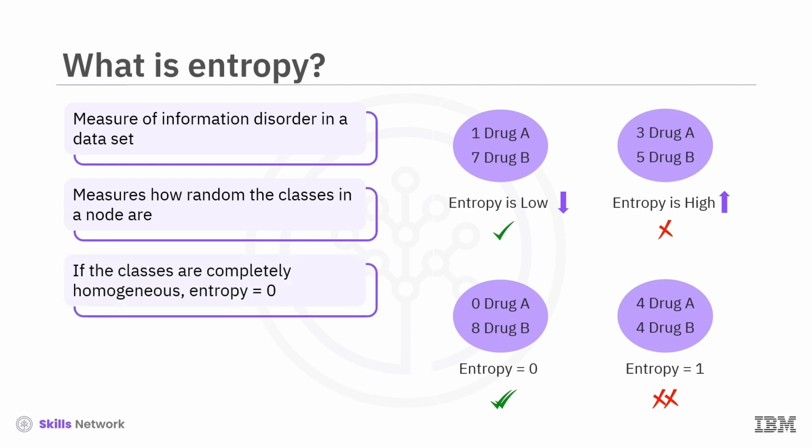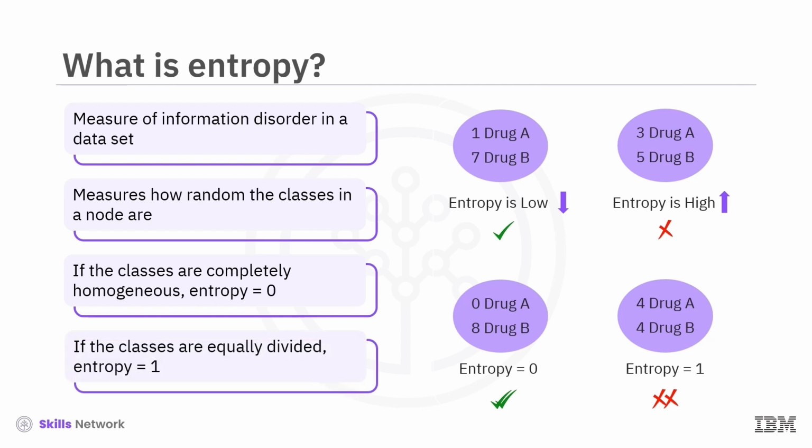If the classes are completely homogeneous, the entropy is 0, and if they are equally divided, the entropy is 1. For example, if PA equals PB equals 1/2, then the formula yields 1/2 times -1 minus 1/2 times -1 equals 1. You don't need to calculate these, of course, as it's calculated by the libraries or packages that you use.